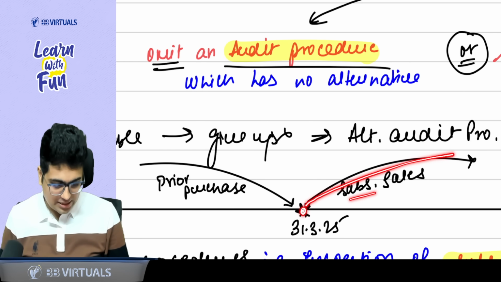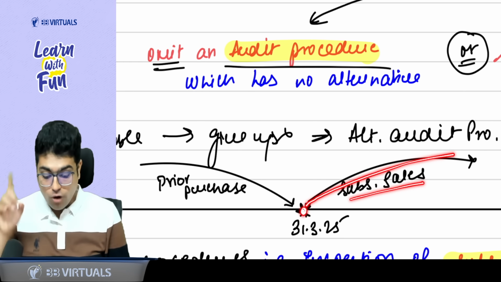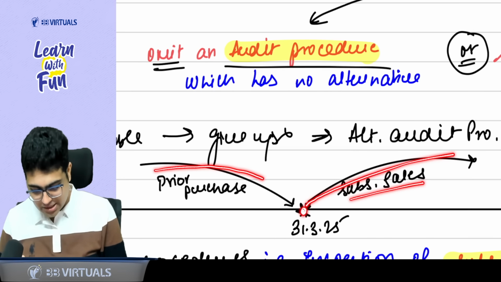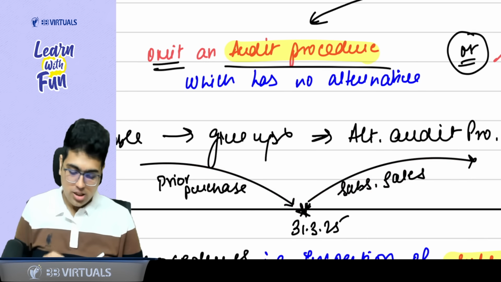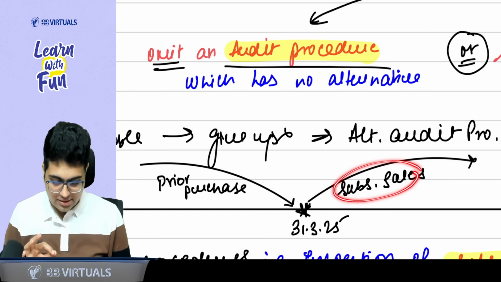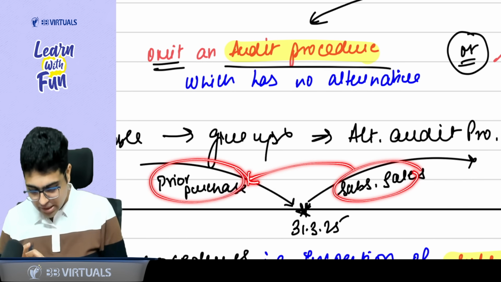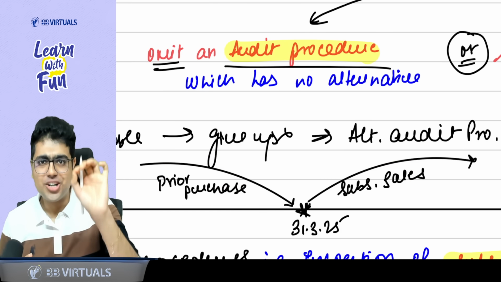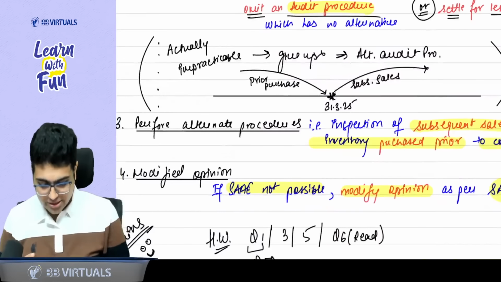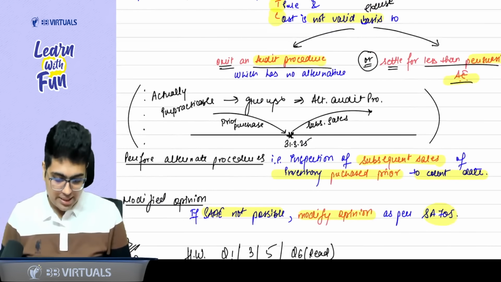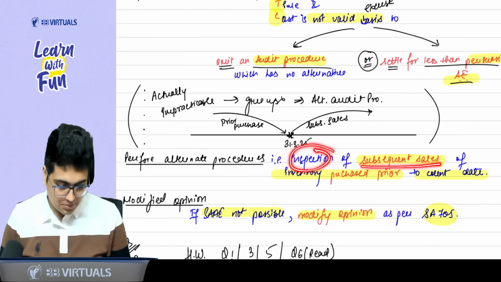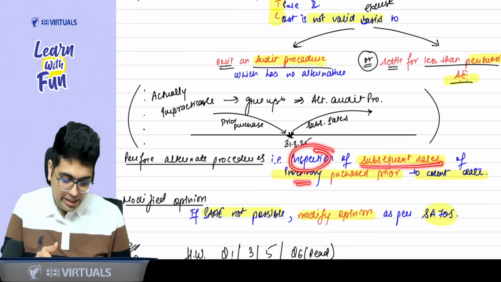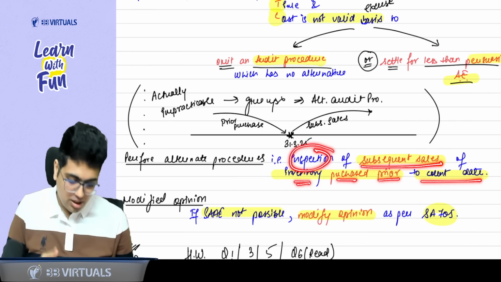Yes, sir. So you can check the subsequent sales of the inventory purchased prior to 31st March. This is your alternate audit procedure. So this is what is written here. Perform alternate procedure, that is inspection of subsequent sales of which inventory? Purchased prior to the count date.